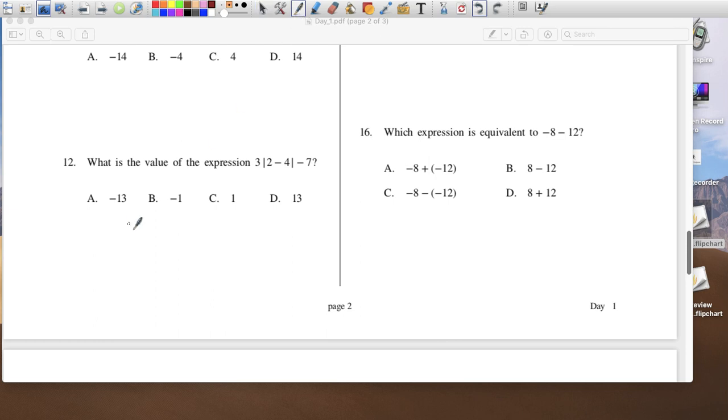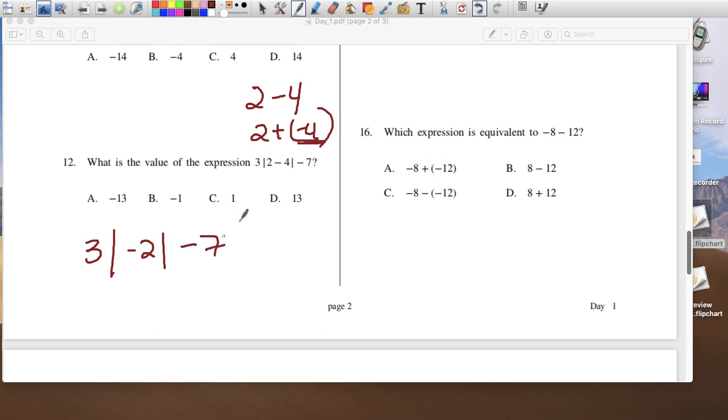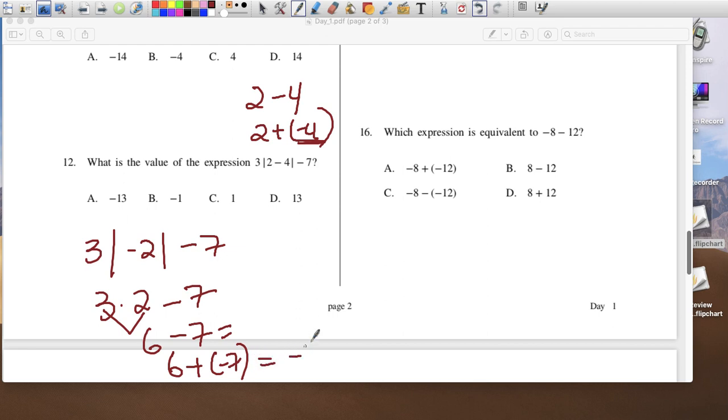12. 3 times the absolute value of 2 minus 4. 2 minus 4 is negative 2, right? 2 minus 4 is the same thing as 2 plus negative 4. There are more negatives, so negative 2 more. Minus 7. Now we can take the absolute value. 3 times the absolute value of negative 2 is just 2, because negative 2 is 2 units away from 0. And then minus 7. 3 times 2 is 6, and then minus 7. We can change this to addition. 6 plus negative 7, and obviously there's more negatives, and we get negative 1.